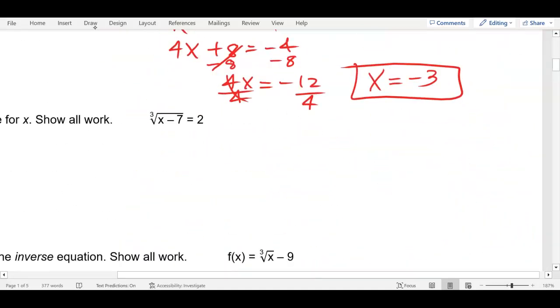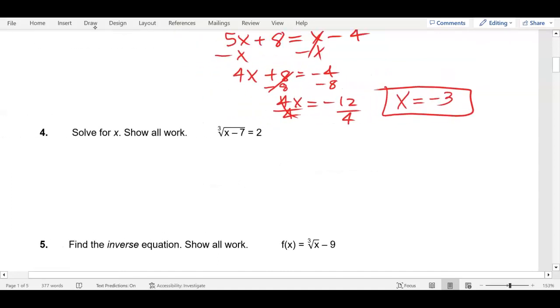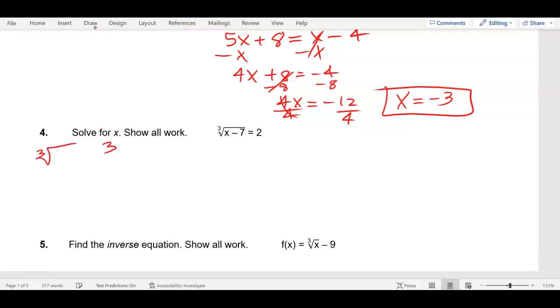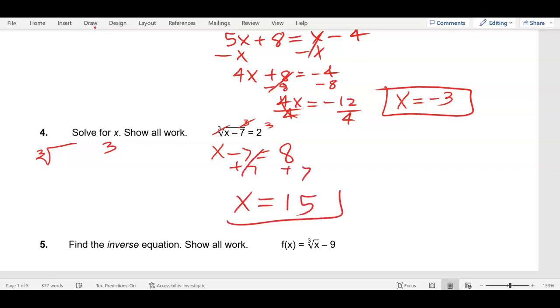All right. Over here, solve for x. I want to get rid of a cube root. The opposite of a cube root is just cubed. So to get rid of the cube root, I cube both sides. Cancels this out, so x minus 7 equals 2 cubed. It's 2 times 2 times 2. That is not 6. It's not 5. 2 times 2 is 4. 4 times 2 is 8. And then your last step is to add 7 to get rid of that loner, and we get x equals 15.